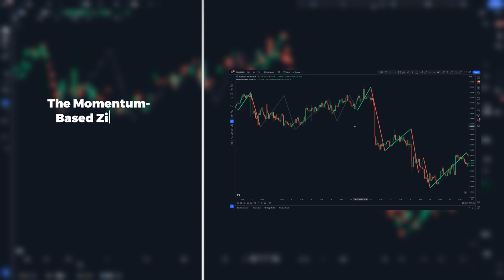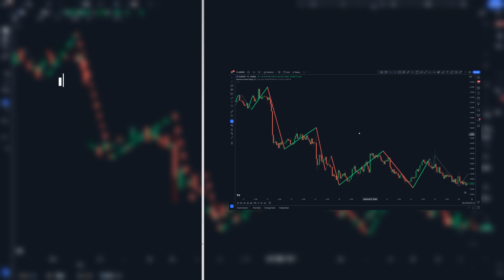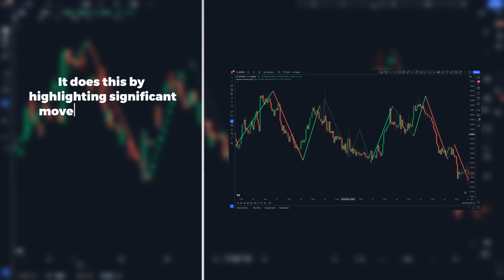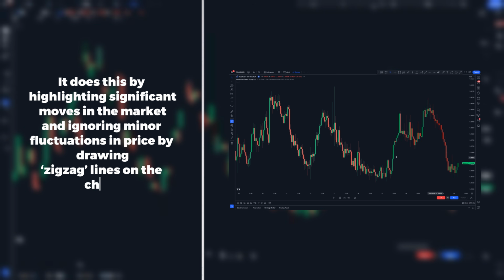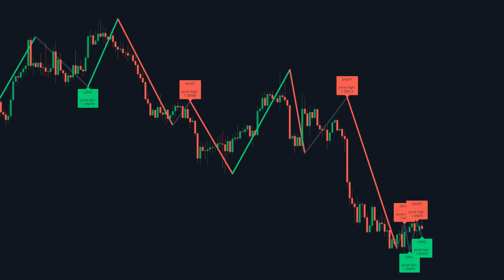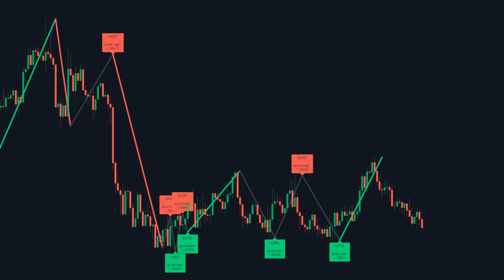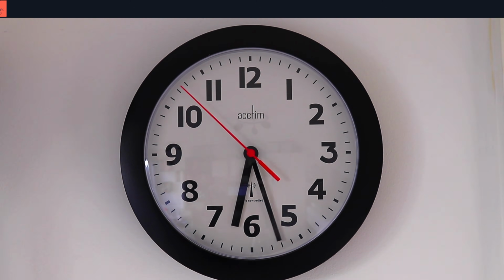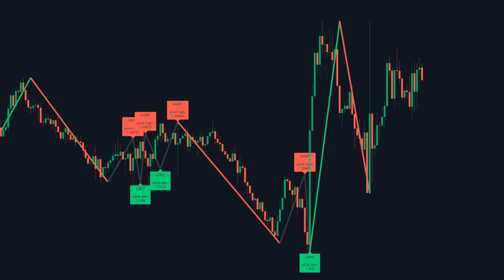The Momentum-Based Zigzag indicator helps traders identify changes in price trends. It does this by highlighting significant moves in the market and ignoring minor fluctuations in price by drawing zigzag lines on a chart. Now, typically, a traditional zigzag indicator confirms pivot points based on a set of predefined rules, usually involving a time factor, meaning a pivot point gets confirmed after a specific number of candles have passed.